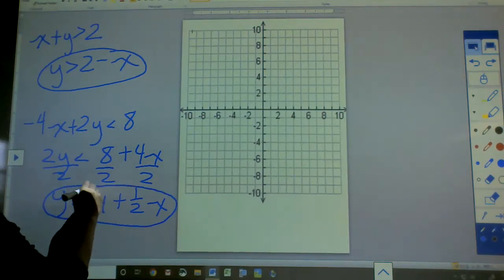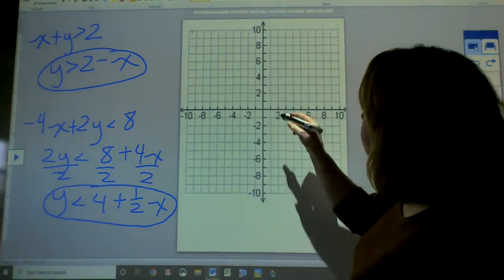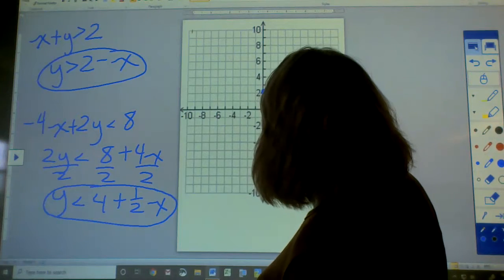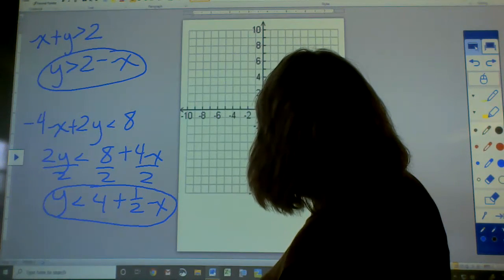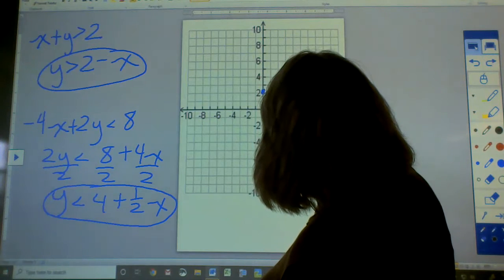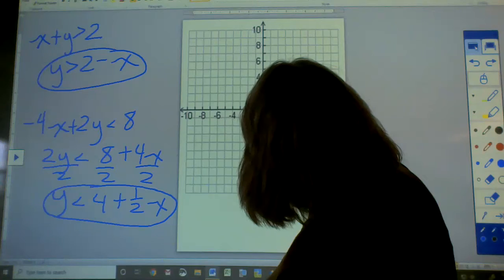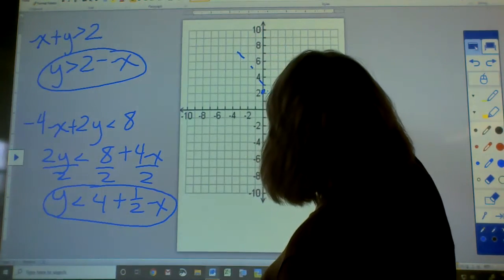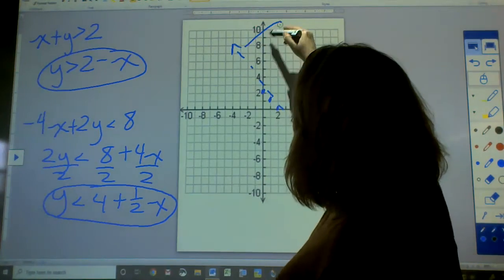So I'm going to go ahead and graph those. The first one I'm going to graph in blue. So I'm going to go up to 2, down 1, to the right 1, down 1, to the right 1. Let's get a better graph here. So down 1 to the right, down 1 to the right. And it's going to be a dotted line. And it looks like this. And I'm going to shade above.